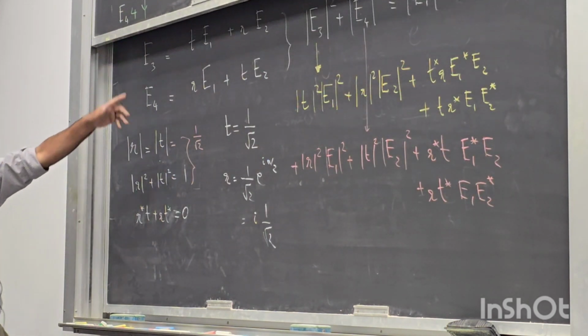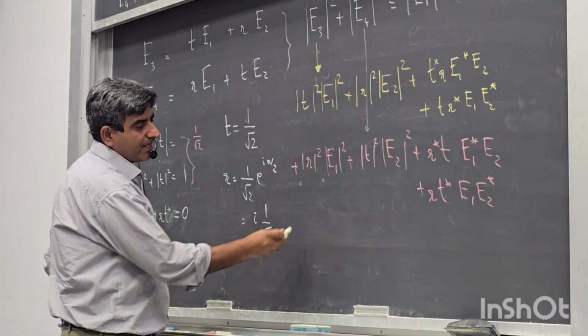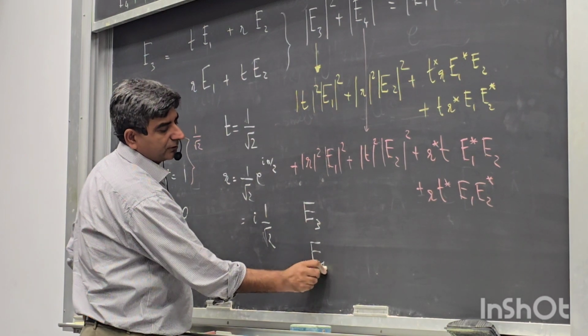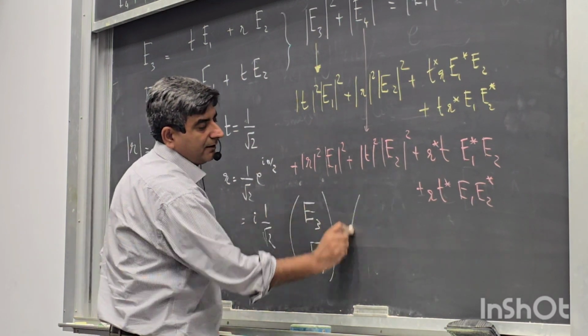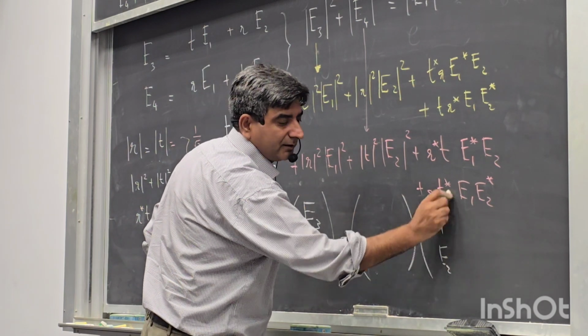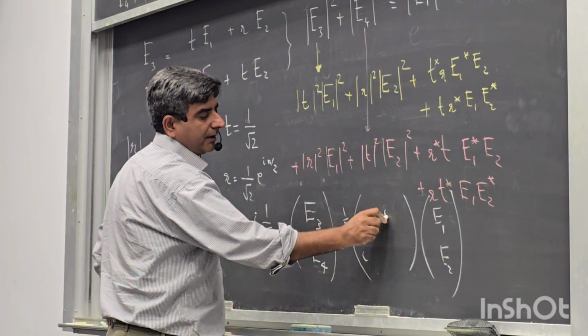Alright, so we have these values of R and T. So what this means is that we can write E3, E4 in terms of E1, E2, right? With the matrix 1 over root 2 times [1, i; i, 1].